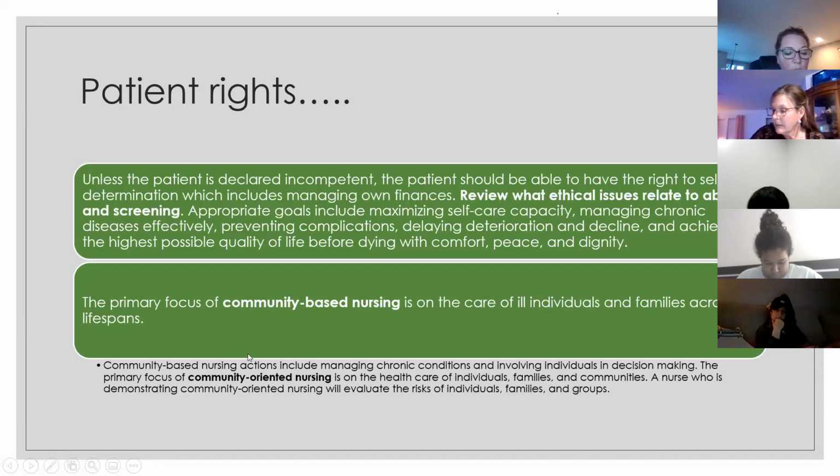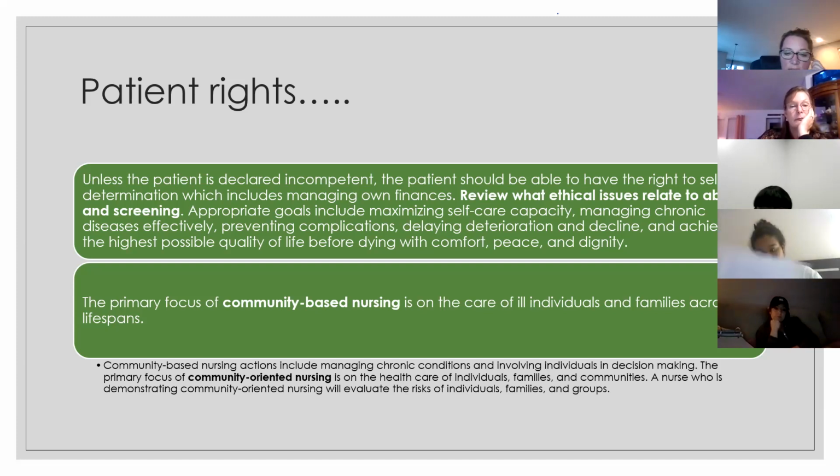All right, we're going to move forward on this. What I want you to know is about patient rights. Very important here. This goes med surgery, so you guys should know this, okay? But remember, unless a patient is incompetent, that patient should have the right to self-determination, which means they can pay their own bills or manage their own finances.